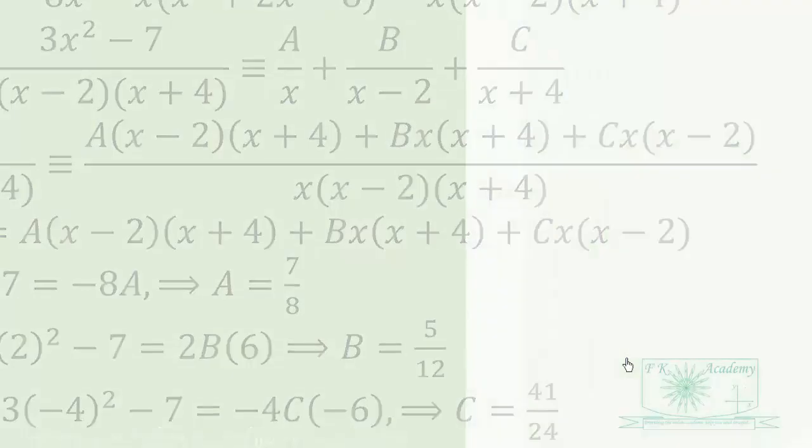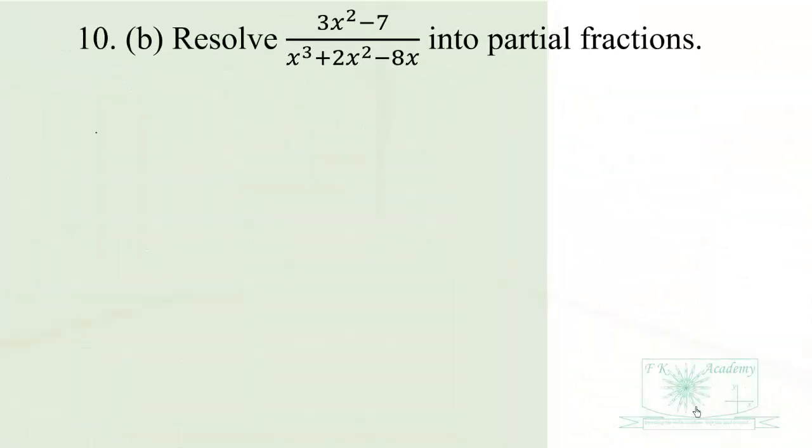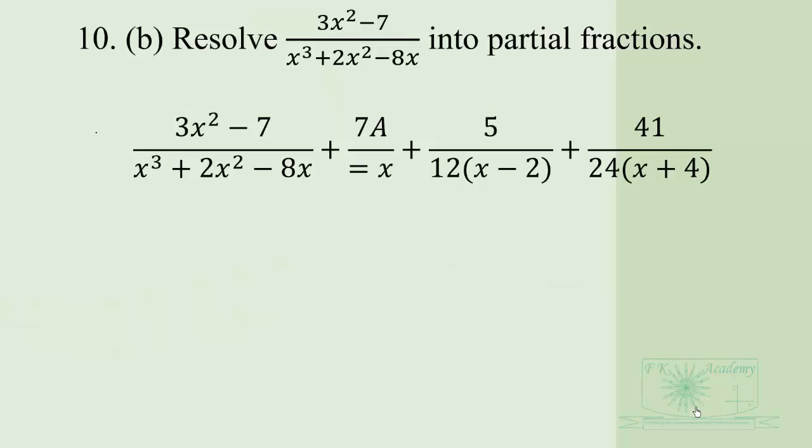So we have our partial fraction to be in the form 7 over 8x, then plus 5 over 12 bracket x minus 2, plus 41 over 24 bracket x plus 4. So that is the partial fraction resolution of the given fraction.